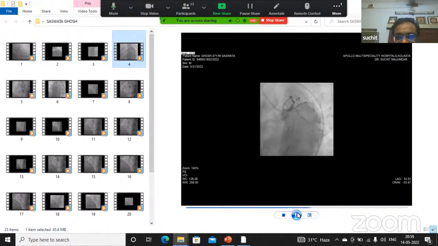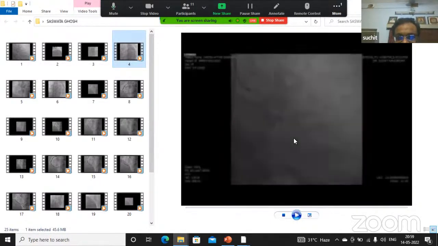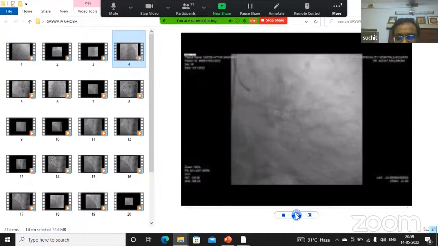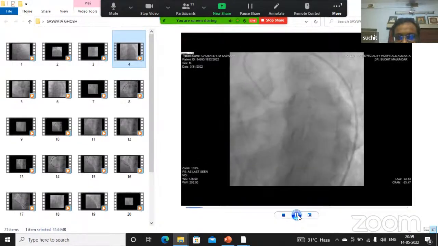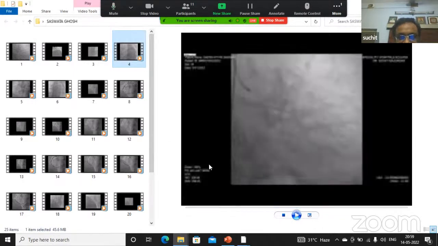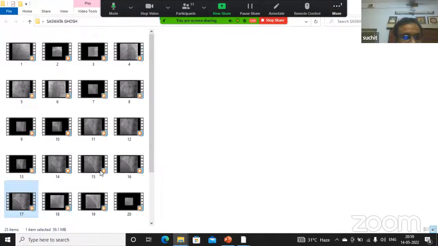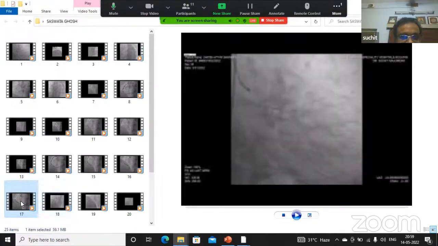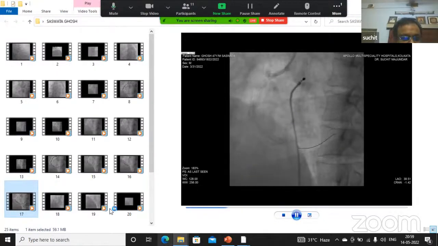So this was the LCX lesion. Is it visible? Yeah, I think so. So finally, I will show you the right angioplasty which was done. So this was the final result.